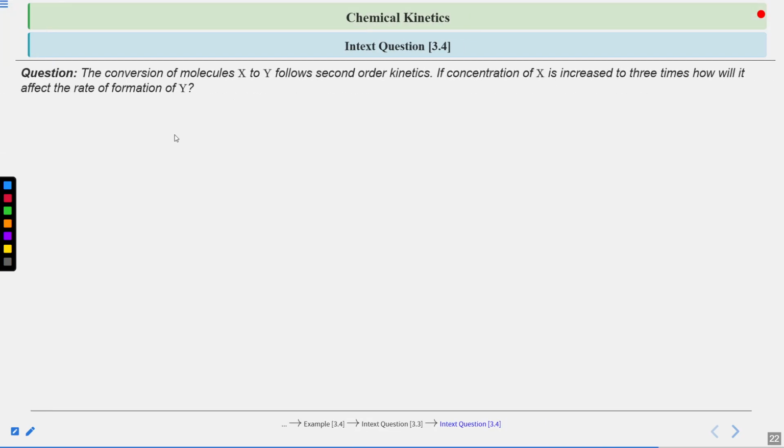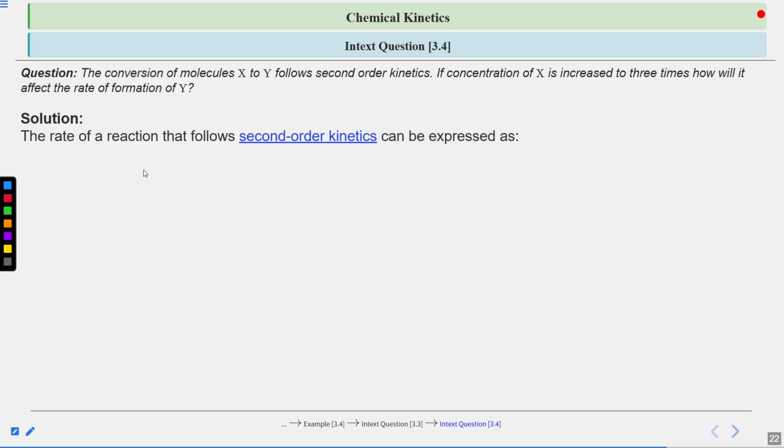So for this given question, the rate of a reaction that follows second order kinetics can be expressed as, so in the question we have asked that if you are converting the molecules X to Y, it is following second order kinetics. Now if the concentration of X is increased to 3 times, how will the rate of formation of Y be affected?